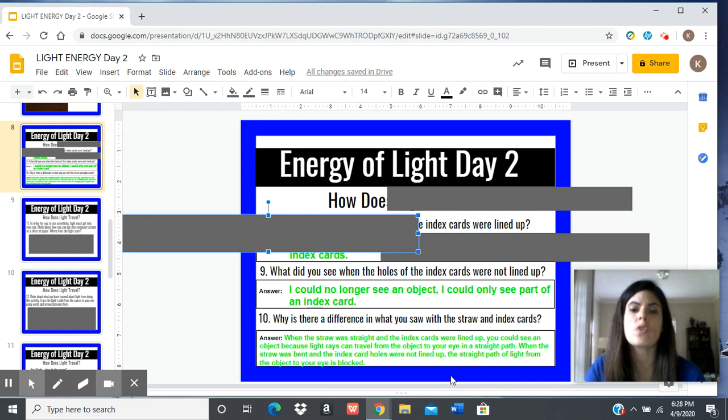When the straw was straight and the index cards were lined up, you could see an object because light rays can travel from the object to your eye in a straight path. When the straw was bent and the index card holes were not lined up, the straight path of light from the object to your eye is blocked.